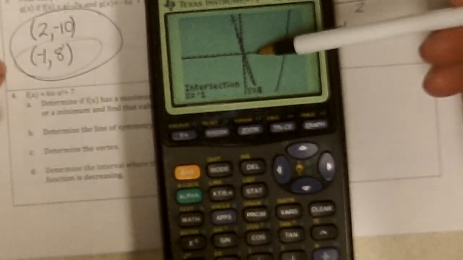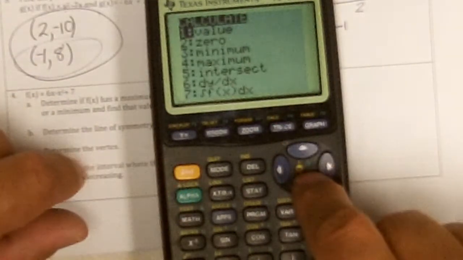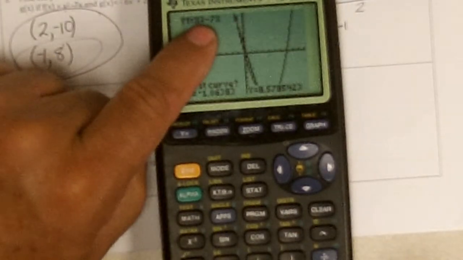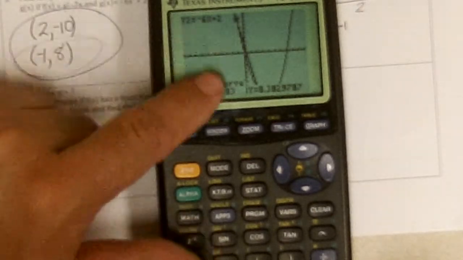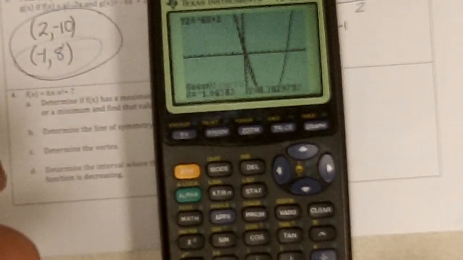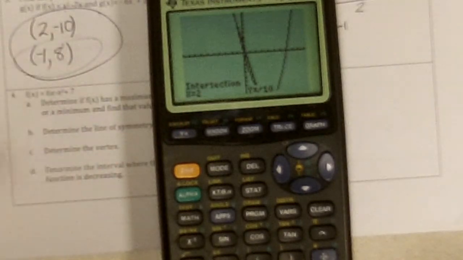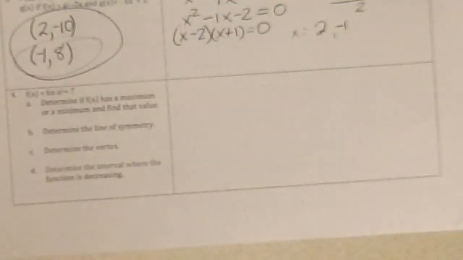The other one I think is out here somewhere near 2. So I'm going to go second, calculate, find the intersection between this equation. That's why it says first curve. Is that one of them you want to use? And this one, is that the second curve? And I say yes, and my guess is about 2, and it says 2, -10 is the other intersection. Okay?